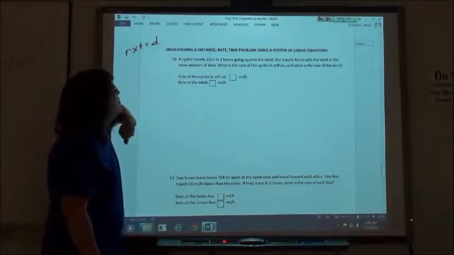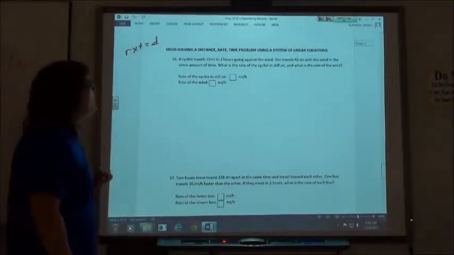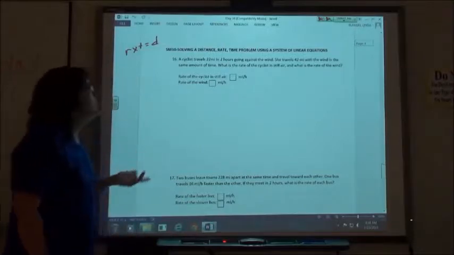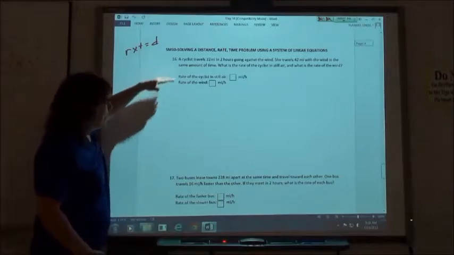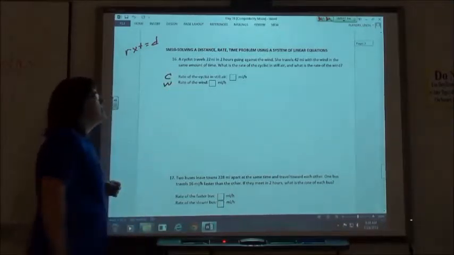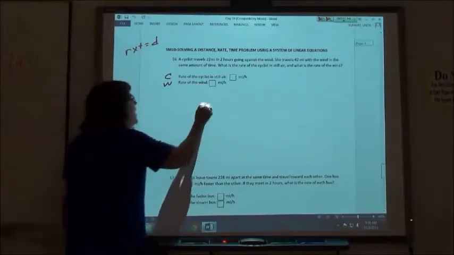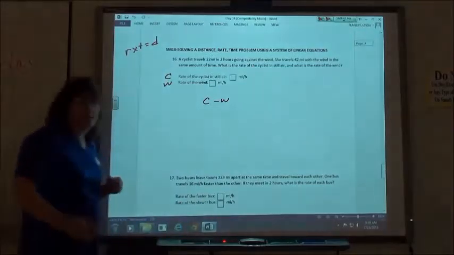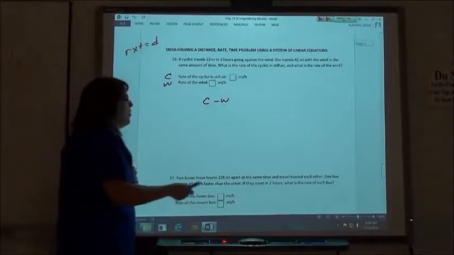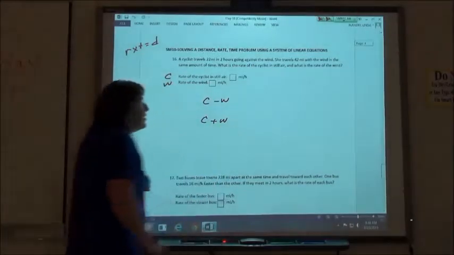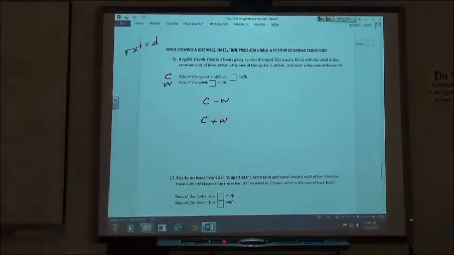It says a cyclist travels 22 miles in 2 hours going against the wind. She travels 42 miles with the wind in the same amount of time. What is the rate of the cyclist in still air? What is the rate of the wind? So I'm going to have two different rates, the cyclist and the wind. If I'm going against the wind, I'm going to have the cyclist minus the wind because the wind's pushing against me, making me go slower. If I'm going with the wind, I'm going to have the cyclist plus the wind because the wind's at my back, making me go faster.